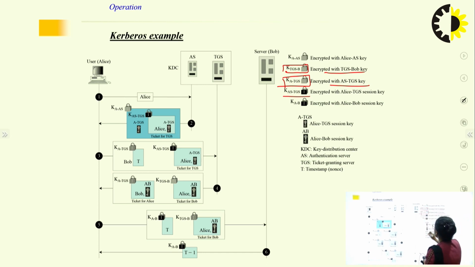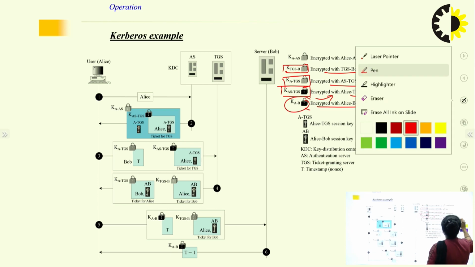Similarly, this symbol refers to encryption done using the key between Alice and TGS, and this KAB refers to this whole thing. This whole symbol in totality refers to encryption done between Alice and Bob using the temporary session key that is being generated. The main aim is to get this key. To get this key, we'll be going through a number of processes, and this key is temporary in nature. That means it is meant only for that particular session to communicate.